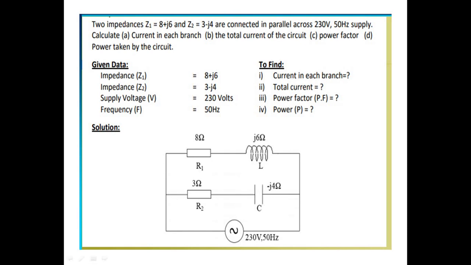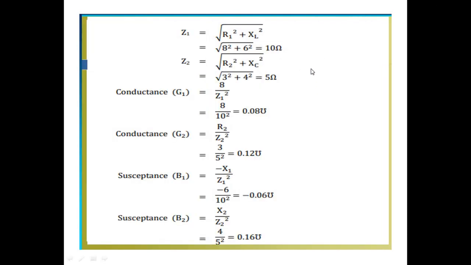Here the parallel combination circuit: 8 ohm and j6 ohm is the resistance and inductance combination, and then 3 ohm minus j4 ohm. The RC combination is connected in AC supply across the parallel circuit. Z1 is equal to root of R1 squared plus XL squared. Z1 is equal to root of 8 squared plus 6 squared is equal to 10 ohm. Z2 is equal to root of 3 squared plus 4 squared is equal to 5 ohm.